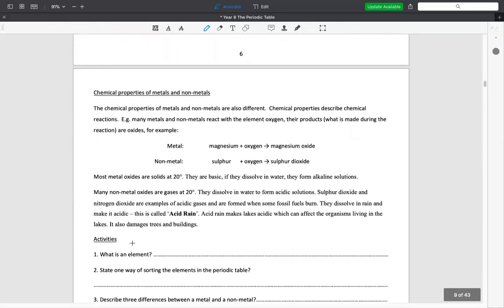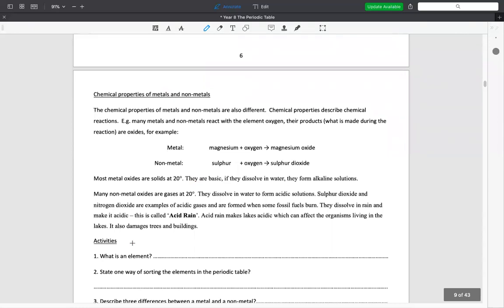Having a look at some of the chemical properties of metals and non-metals. Both metals and non-metals can react with oxygen. When metals react with oxygen, they form metal oxides. For example, magnesium plus oxygen goes to magnesium oxide. When non-metals react with oxygen, they form non-metal oxides. For example, sulfur plus oxygen goes to sulfur dioxide.